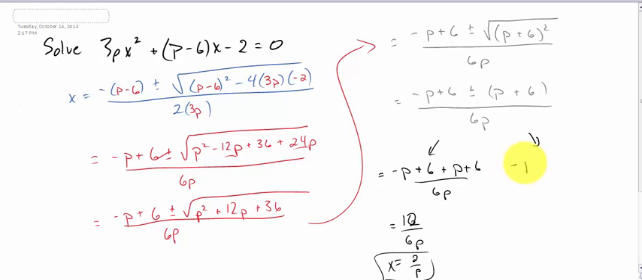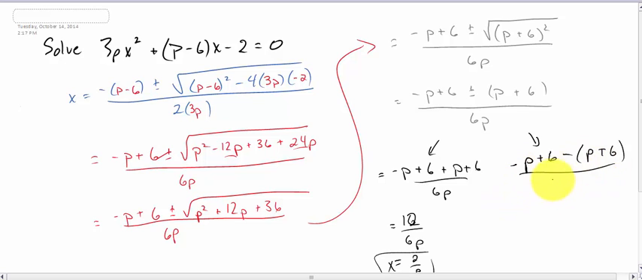The other solution would be negative p plus 6 minus p plus 6 over 6p. So now we have negative 2p plus 0 over 6p, which is negative 1/3. And there's our two solutions.